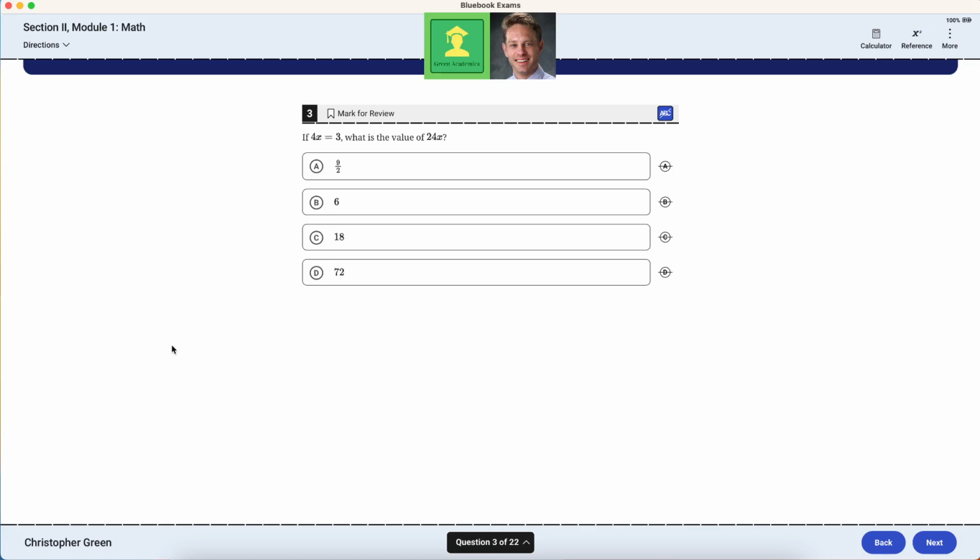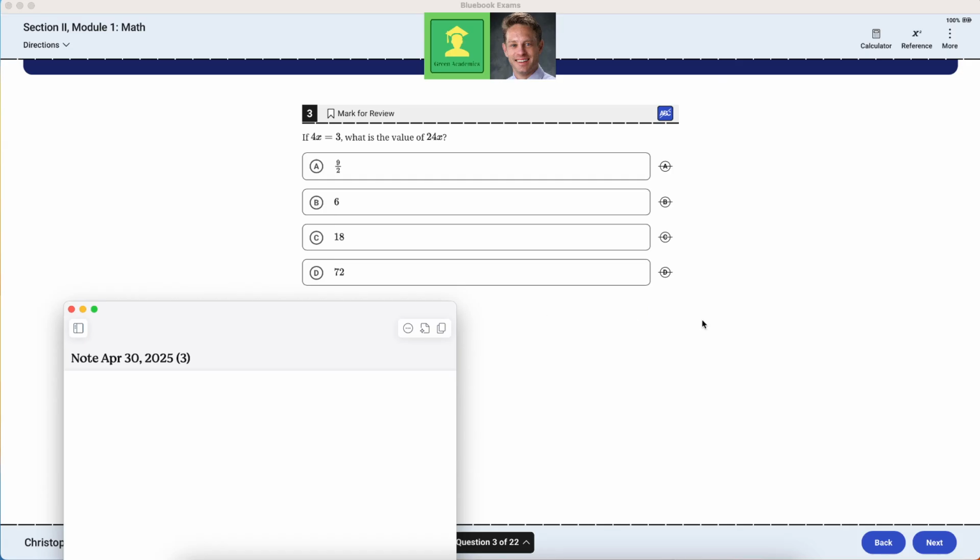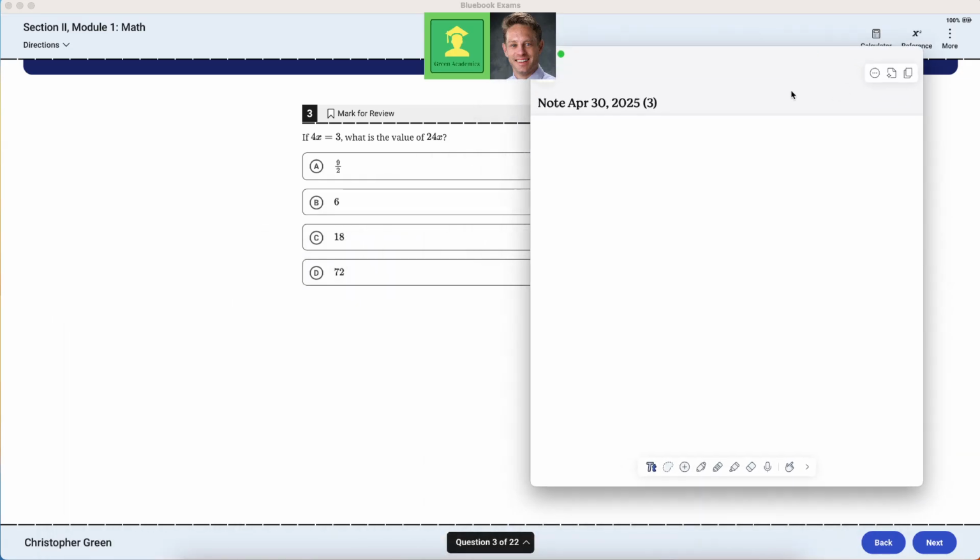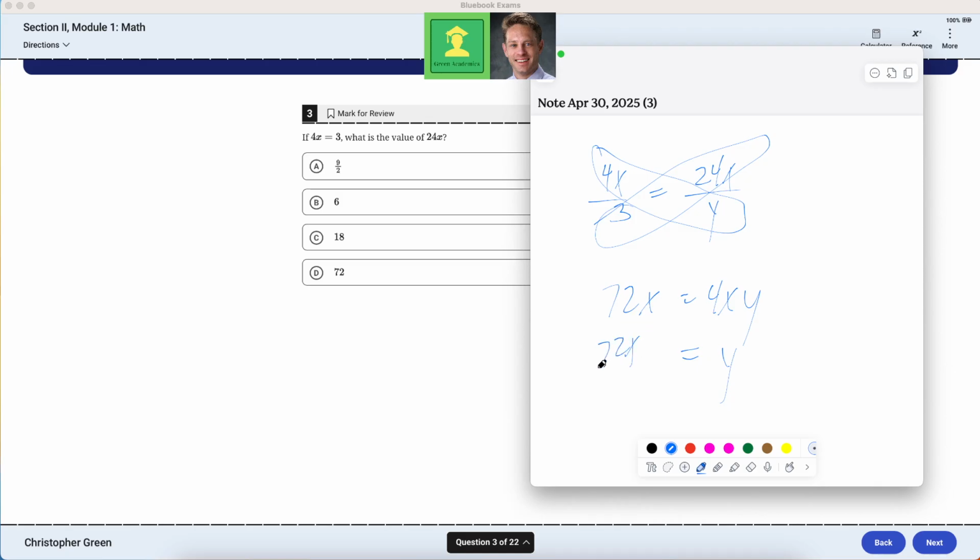4x equals 3. What is the value of 24x? If you wanted to, and I always advise being very careful to write things down, so I don't recommend trying to jump to it in your head, you could write the proportion as 4x is to 3 as 24x is to an unknown. And you probably should cross multiply in any situation where you have fraction equals fraction. So this would be 72x equals 4xy. So y is the quotient of 72x and 4x, which you could reduce a step at a time in your head if you wanted as 36 over 2, which is 18.